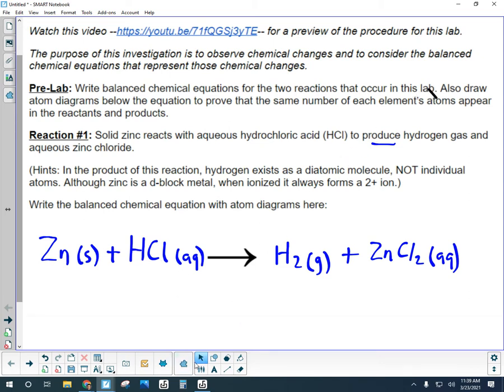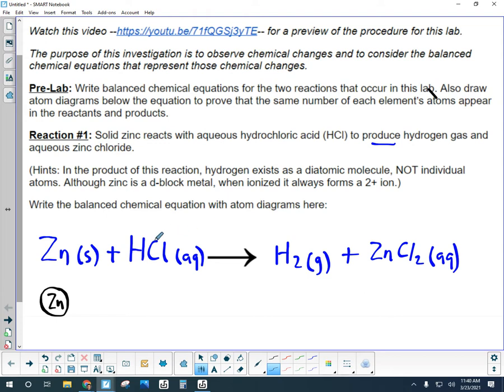Okay, so if we were to draw a picture of what's going on kind of on the atomic level, I'm going to represent zinc as zinc in a circle. The circle is just representing an atom of zinc. I want to do the same for HCl, but I'm going to draw it a little bit differently because it's aqueous. So one thing about acids is when they dissolve in water, almost all of them produce an H+ ion and a leftover negative ion.